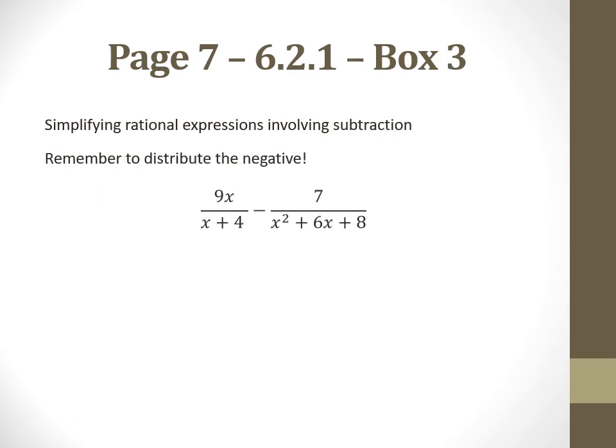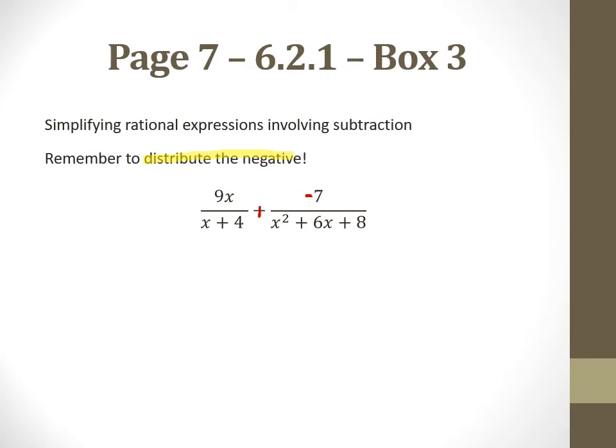Now, when we are subtracting expressions, it is the same exact set of steps where you're factoring, you are finding the common denominator, and then you are adding like terms. The difference is that we need to remember to distribute the negative. So that's the very first thing you want to do. So if you see that this is being subtracted, you are going to distribute that negative sign to every part of the numerator, which in this problem is just the 7. And it only goes to the numerator.